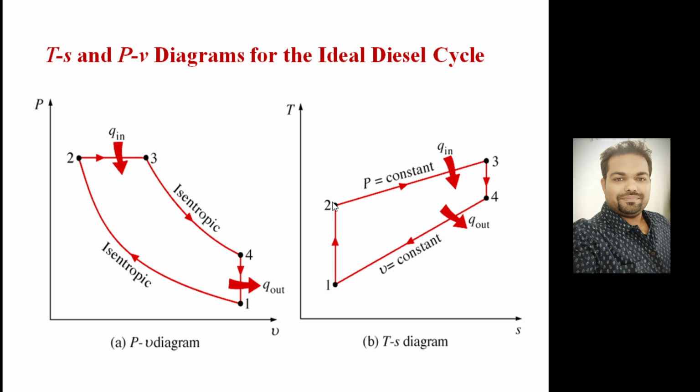So 1 to 2, then 2 to 3 the constant pressure heat addition, followed by 3 to 4 expansion, alright, then heat rejection. So this is the PV and TS diagram of the diesel cycle.